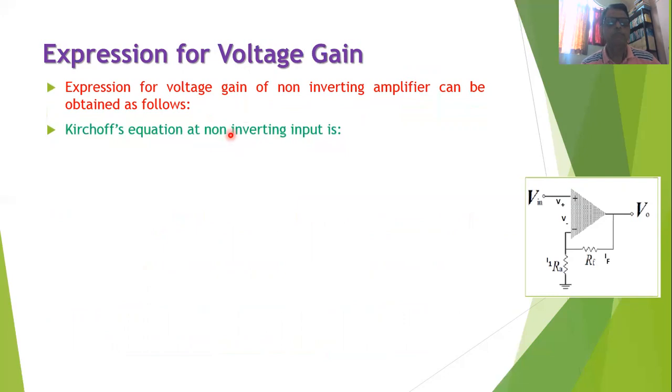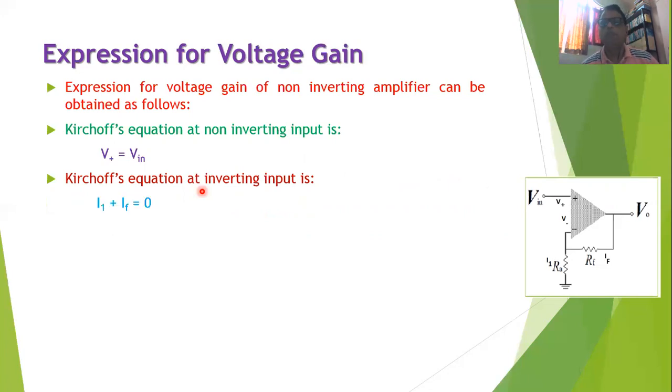In the first step, we will write the Kirchhoff's equation at the non-inverting input. We know that the non-inverting input is connected to Vin, and therefore the Kirchhoff's equation can be written as V plus is equal to Vin. Similarly, we can write the Kirchhoff's equation at the inverting input. At the inverting input, there are two currents flowing, I1 and IF, and therefore we can write the equation as I1 plus IF is equal to 0.